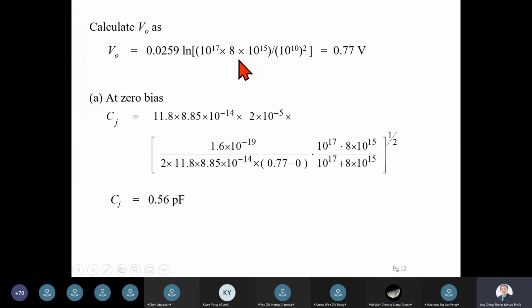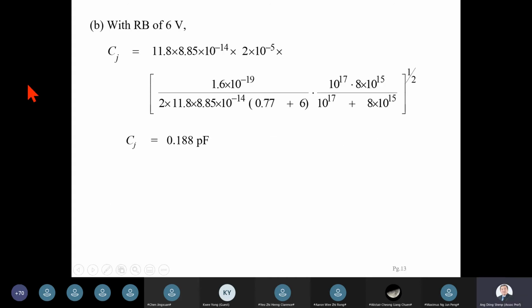So V0 is determined as 0.77 volt for a silicon PN junction. At 0 bias, the external voltage is 0, and the CJ at 0 bias can be determined, right? Typically, you will get a number on the order of picofarad. So just keep that in mind, okay? If you get something that is way off, then you should double check your calculation.